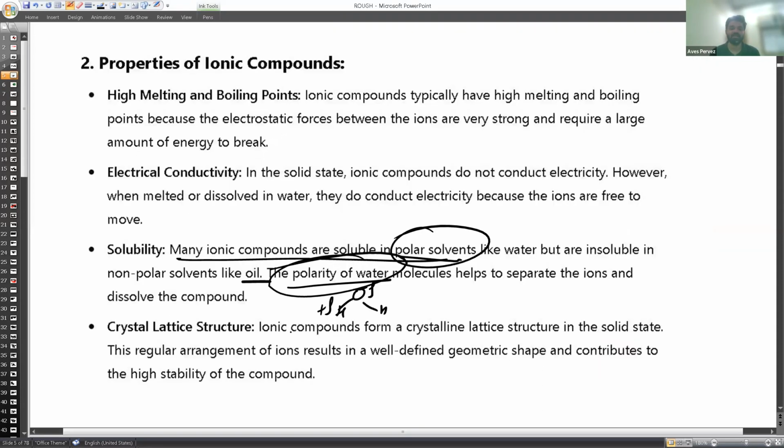So crystal lattice means the structure of any compound, which forms a crystal lattice structure in the solid state. This regular arrangement of ions results in a well-defined geometrical shape and contributes to the properties of the ionic compound. So note each and everything, please, fast.